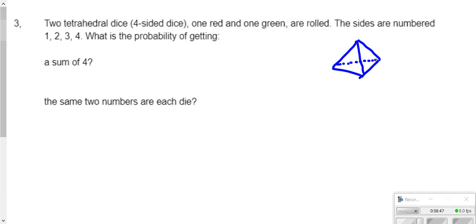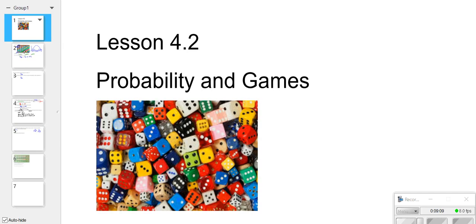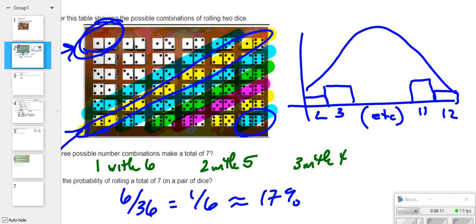And so you have 2 of these dice. One of them is red, one of them is green. Little triangular pyramid dice. And because they have 4 sides, you only have 4 numbers, not 1 through 6, but 1 through 4. And they want us to answer these questions. Well, what I would suggest doing is trying to make something that's kind of like what we saw back here, right? So give yourself a picture to work from.